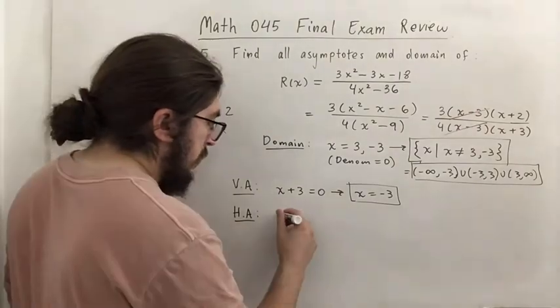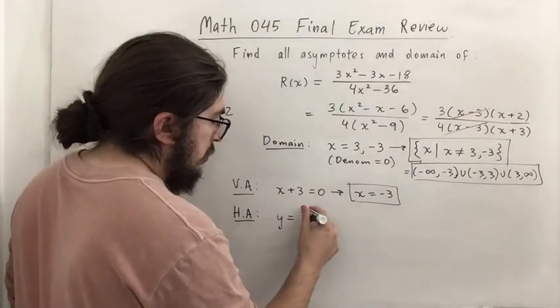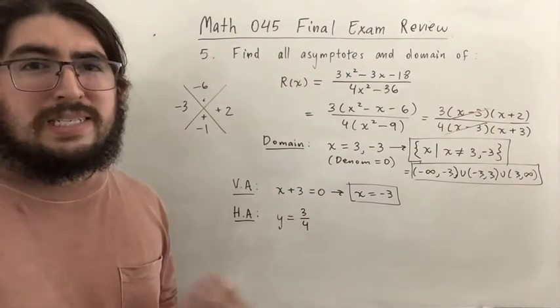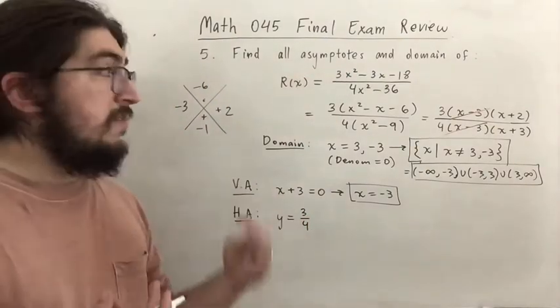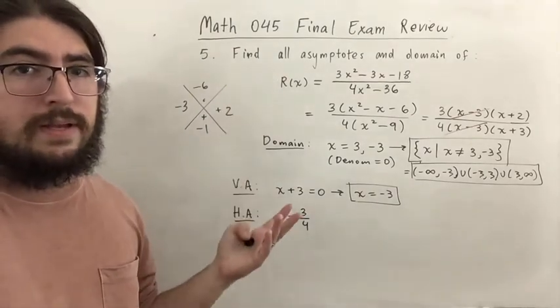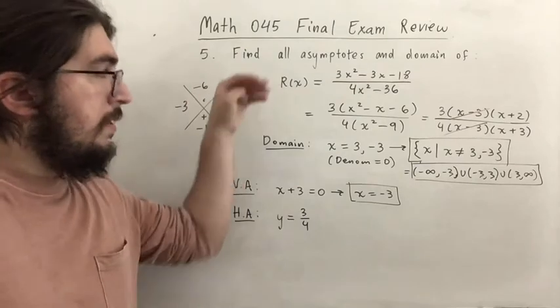So long story short, we get y is equal to 3 over 4. That's just the front number over the front number. When I say front number, I mean the number in front of the highest power. And that only works when the highest powers are the same. The highest powers aren't always the same.